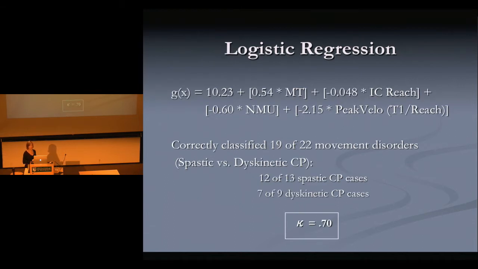So when I plug in the 4 different variables, I get this type of equation here. So this gives me a weighting for each individual variable. And it was able to correctly classify 19 of 22 movement disorders, so spastic versus dyskinetic. So 12 of 13 spastic CP cases and 7 of 9 dyskinetic CP cases. The kappa coefficient, which provides an assessment of the percent that's correctly classified, corrected for the amount that would be classified by chance alone, is 0.7.